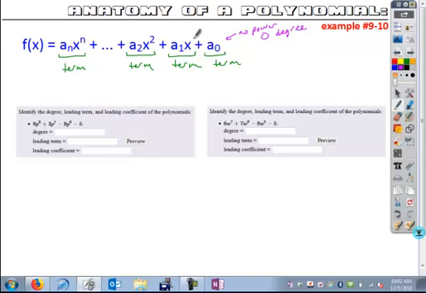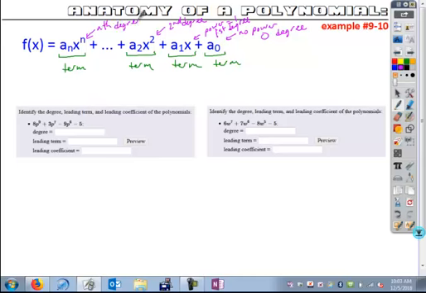This one has an x to the unwritten power of 1, and so that's also its degree. So this is considered a first degree term, or a degree of 1. So this would be a degree of what? 2. So second degree. And then this is just nth degree.